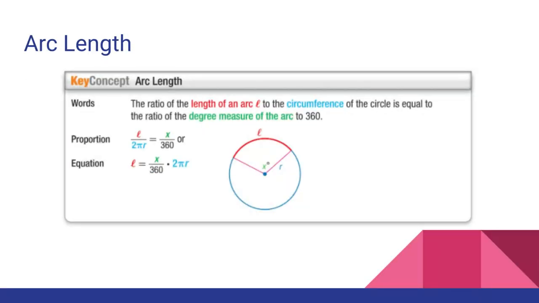So finally, we're going to be working with arc length. The ratio of the length of an arc L to the circumference of the circle is equal to the ratio of the degree measure of the arc to 360 degrees. So our equation here is going to be the arc length. The length of this entire arc is going to equal whatever the central angle is here, divided by 360 times 2 pi r, which is our circumference.